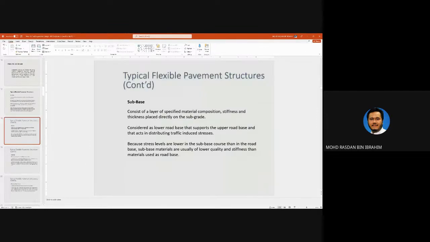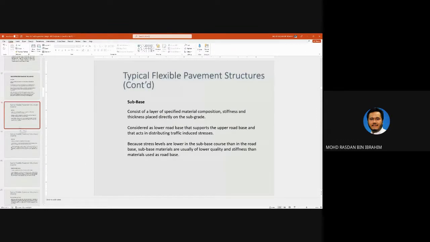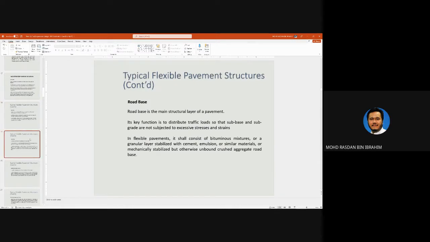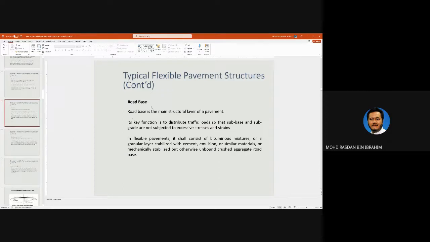Okay. And then you have the subbase, which consists of a layer of specified material considered as lower road base that supports the upper road base. Because the stresses are lower in the subbase, subbase materials are usually of lower quality and stiffness, but it is not as low as... this is road base, not subbase. The quality for road base is not as low as the subbase. So it can contain bituminous mixtures.